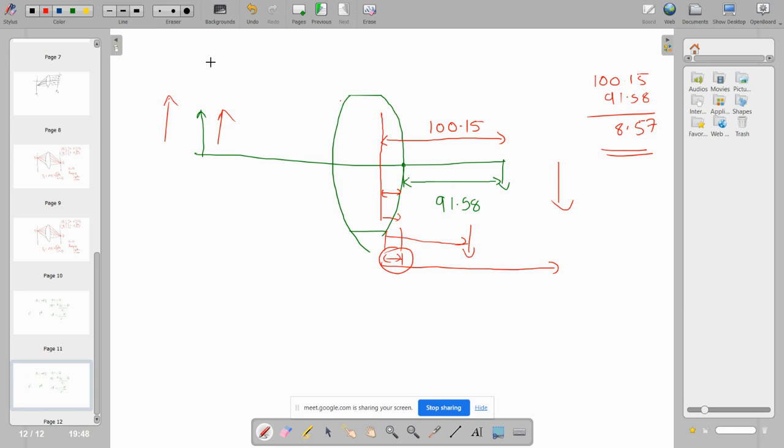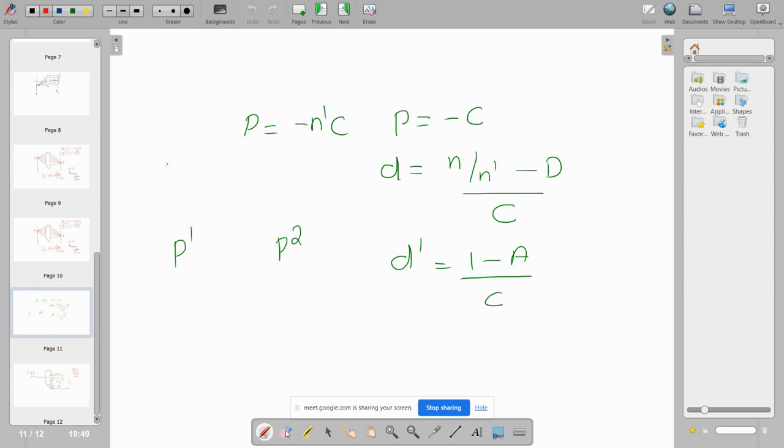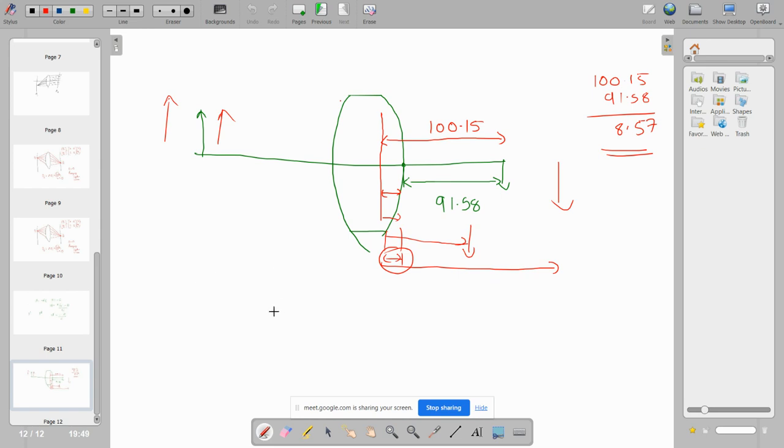So d prime is nothing but the distance from v prime to p prime. Sir, from the last two equations, d prime is equal to 1 minus A upon capital C. So can we say that d prime is nothing but the distance between v prime and p prime, meaning the principal point to the surface point v prime in the figure of the question?